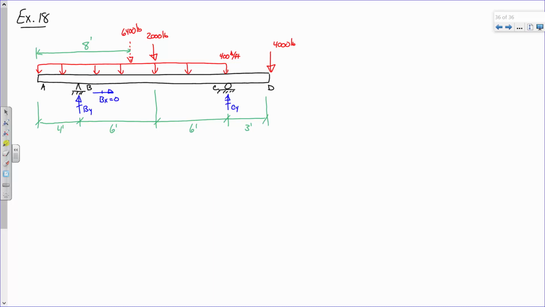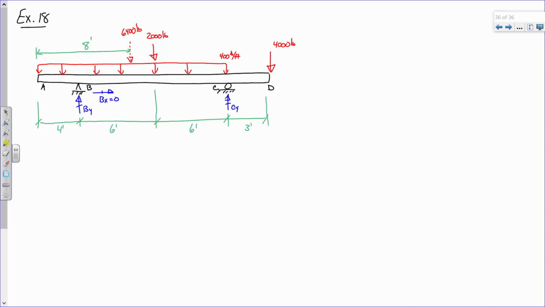Now, let's be clear. I can put this here when I'm determining reactions, but I want to be absolutely crystal clear. That 6,400 pounds does not exist, okay? It is not a real force on the structure. I put that there to make my computation of support reactions a lot easier, but it does not exist on the real structure, so that's just a point that needs to be made.